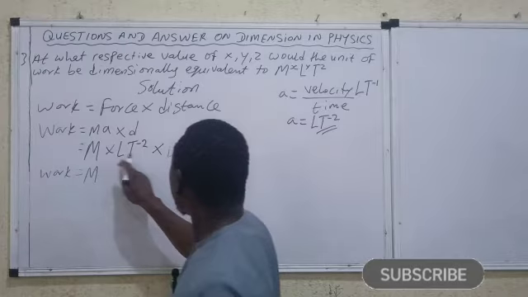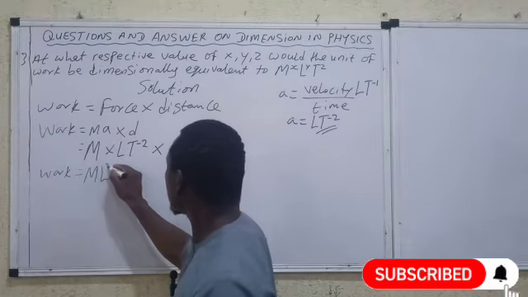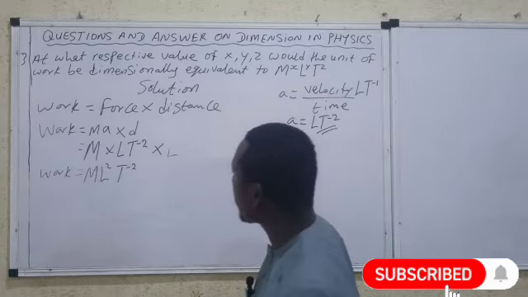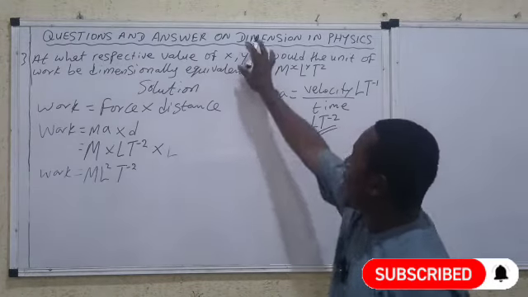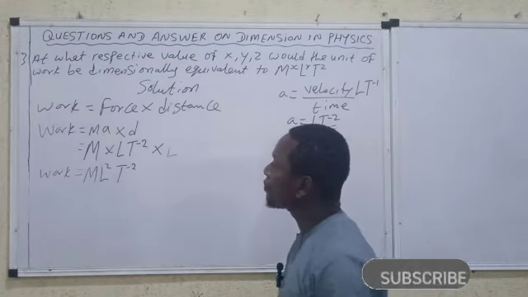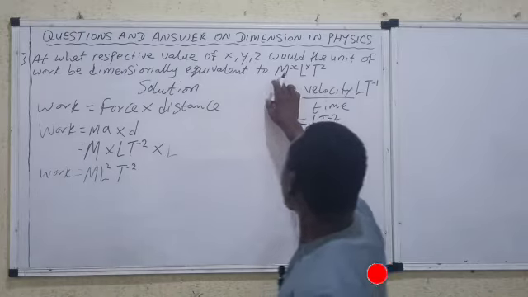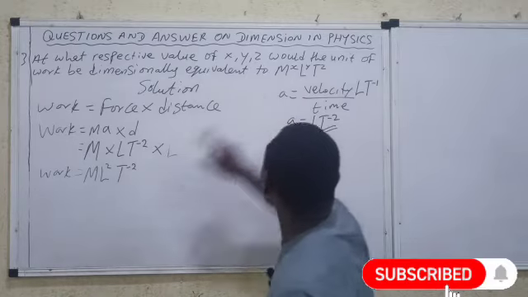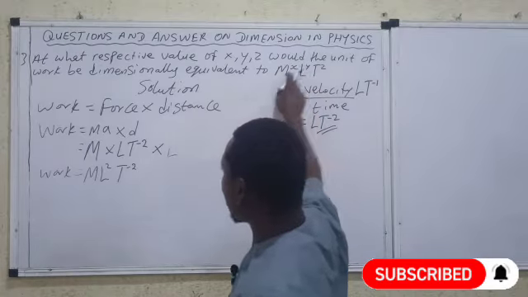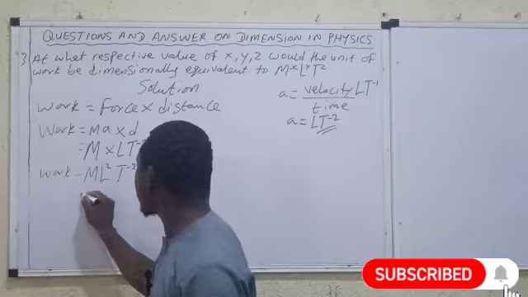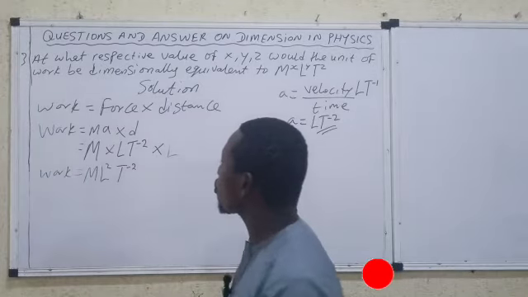So our final answer will now be M. Now, L times A is actually L squared, T raised to negative 2. Back to our question: what's the value of x? Here, remember that we are being specific. M, the first one, is M raised to x. M is raised to 1 here, an invisible 1. So we now have x as 1.